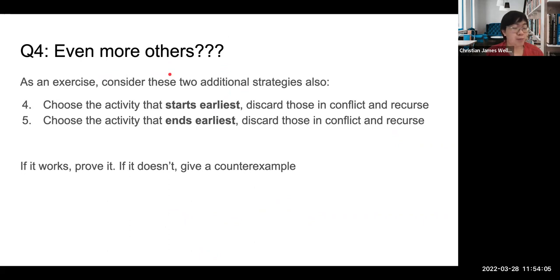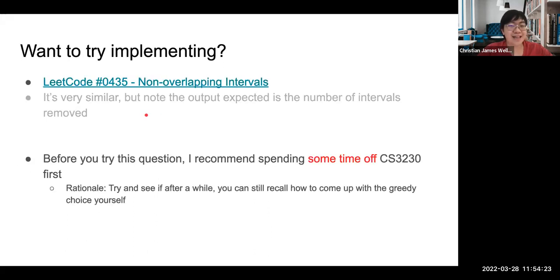Okay, I'm almost done. This is just another exercise you can consider. Instead of starting last and ending last, what about we choose the one that starts the earliest, and what about if we choose the one that ends the earliest? These are other possible greedy choices. It may work, it may not work, but I'll leave it to you to think about it. If you want to try implementing, there is a very similar problem on LeetCode, non-overlapping intervals. You can try for fun. Again, take some time off, see if you can derive it yourself. Think of the intuition again.